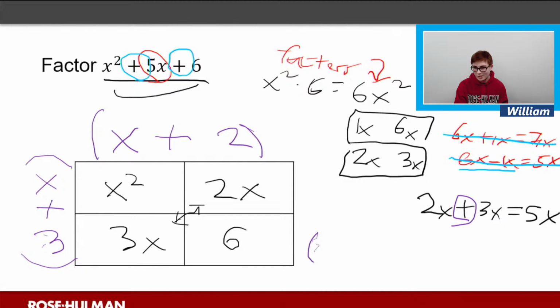So our final answer here is going to be x plus 2 multiplied by x plus 3. And that is completely factored, x squared plus 5x plus 6. That's what it turns out to be. That is the way to do that problem.